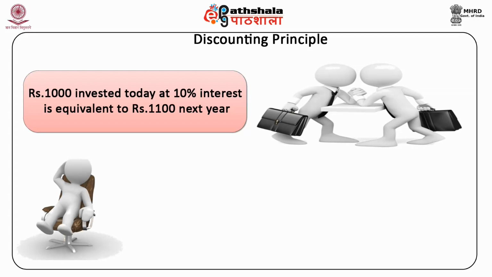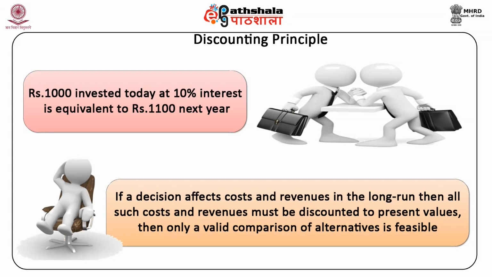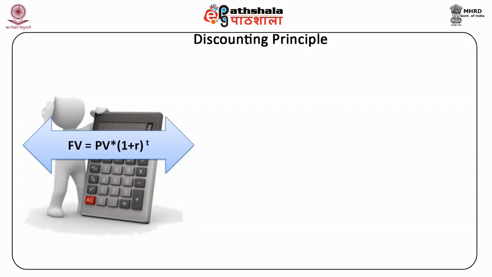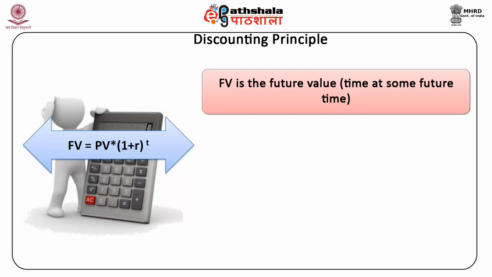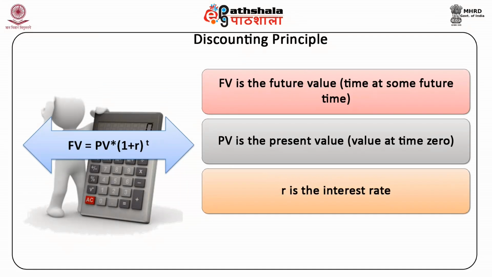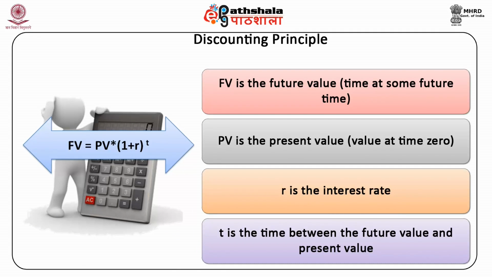That is, the principle states that if a decision affects costs and revenues in the long run, then all such costs and revenues must be discounted to present values, and only then is a valid comparison of alternatives feasible. The discount rate is the obverse of the interest rate. Ordinarily, we are familiar with the compounding process. FV is equal to PV multiplied by (1 plus r) raised to the power t, where FV is the future value at some future time, PV is the present value at time 0, r is the interest rate, and t is the time between the future value and the present value.